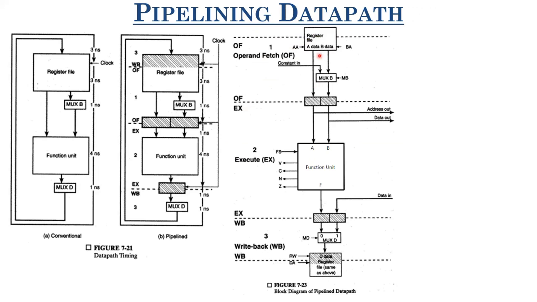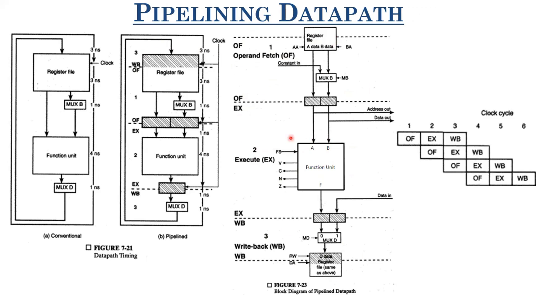Once the operands have been fetched, then what happens? We execute it. That is, we perform the logical function, the combinational block function on it, and then we write it back either to the memory location or to the output node. This is how you can pipeline the data path, and you can make use of this pipelining.